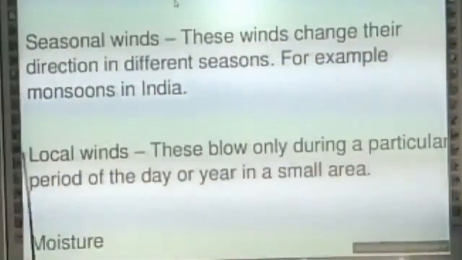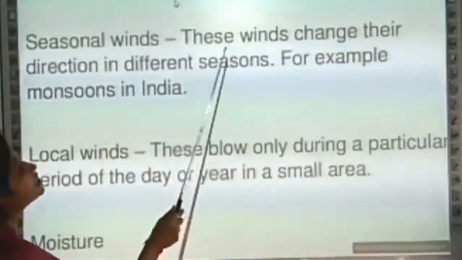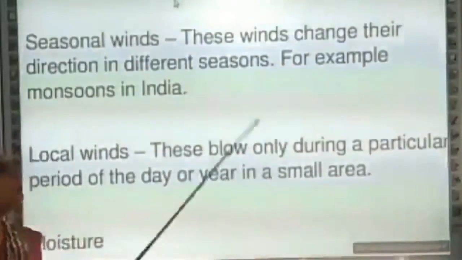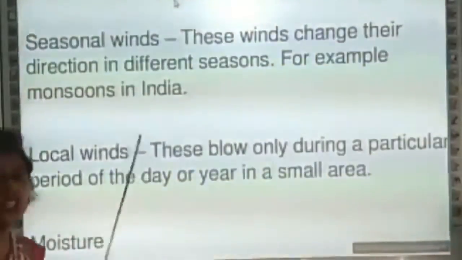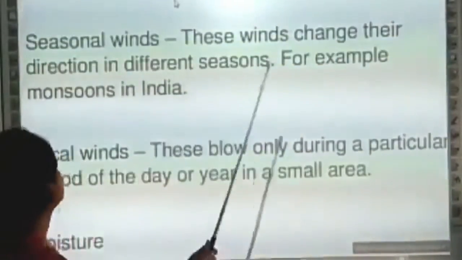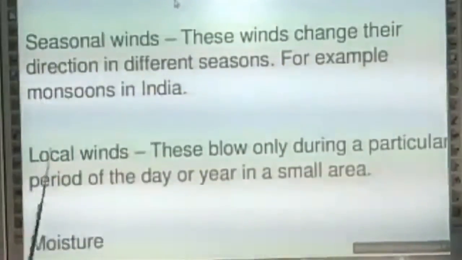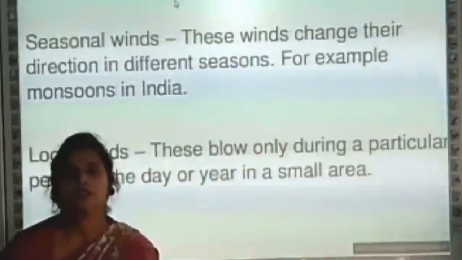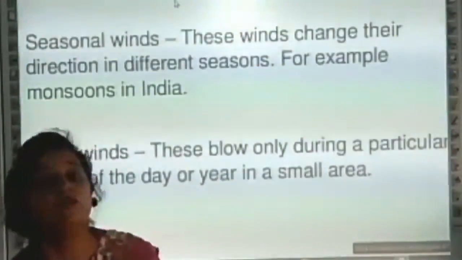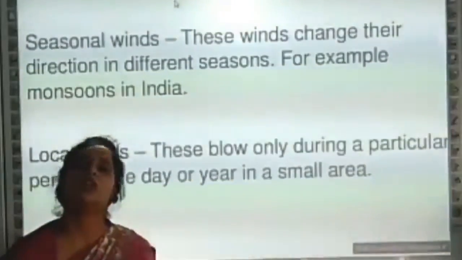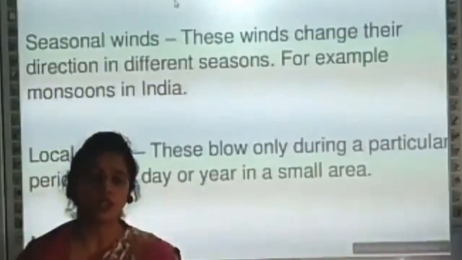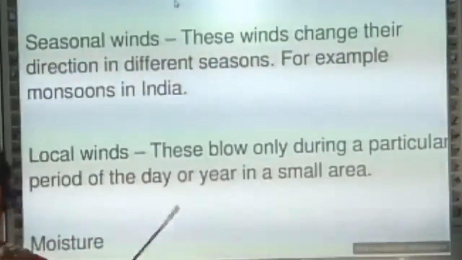Now, seasonal winds. These winds change their direction in different seasons, meaning the winds change direction according to the seasons. For example, the monsoon in India. What does the monsoon wind do? It brings rainfall to India. Monsoon winds give rainfall in particular areas of India. So we call it the monsoon wind.